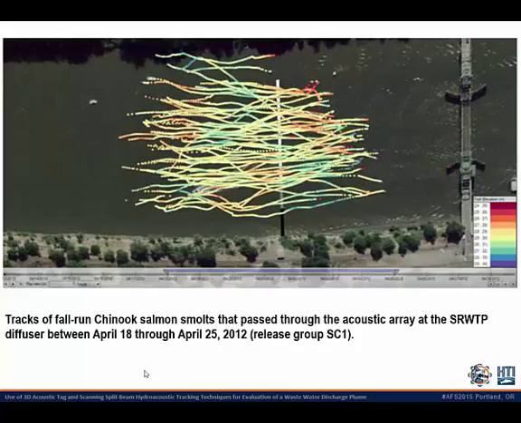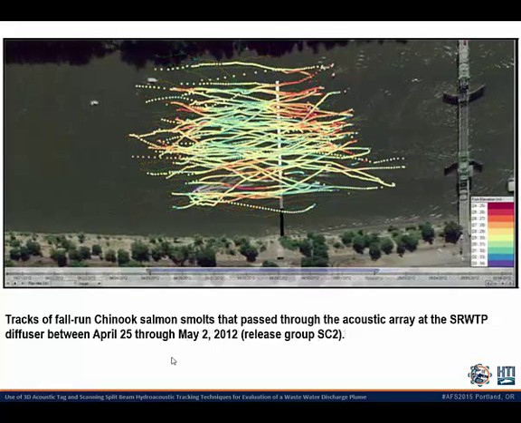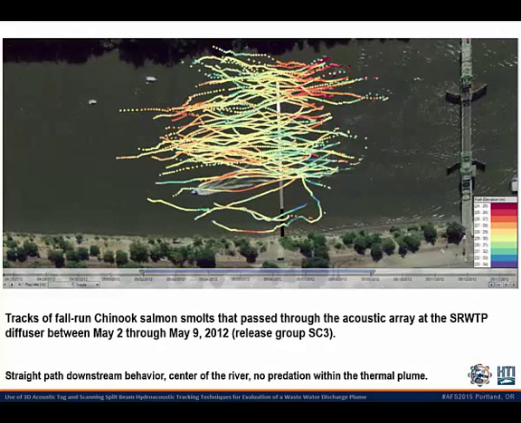And so for the most part, you can see that these fish show a straight path behavior, and they're primarily seen in the middle of the river with very few along the edges. Same thing for the second release group, again concentrated in the center of the river with very few on the edges and straight path behavior. And then finally the third release group, again similar type of results. So I just wanted to reiterate, this was straight path behavior, primarily in the center of the river, and we saw no predation events within the thermal plume during the study.